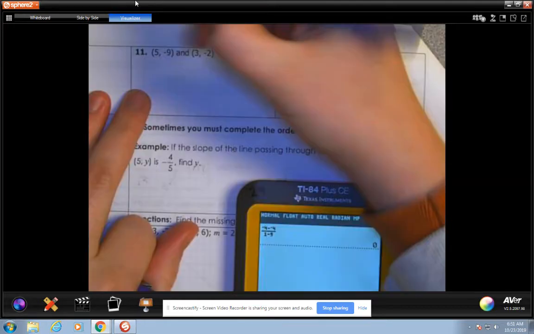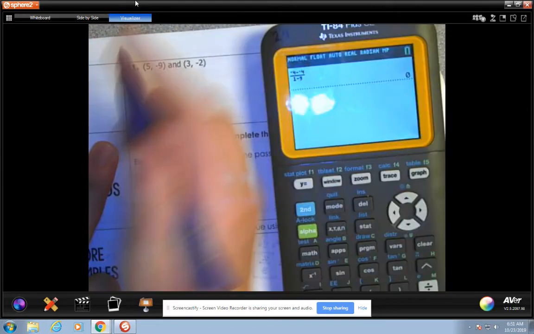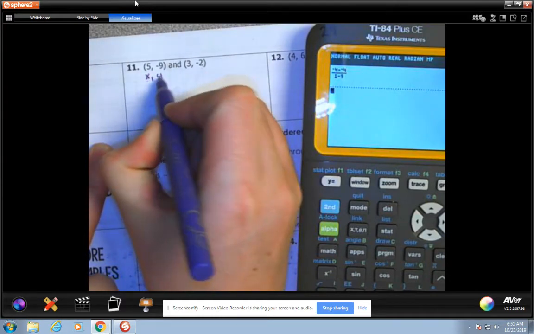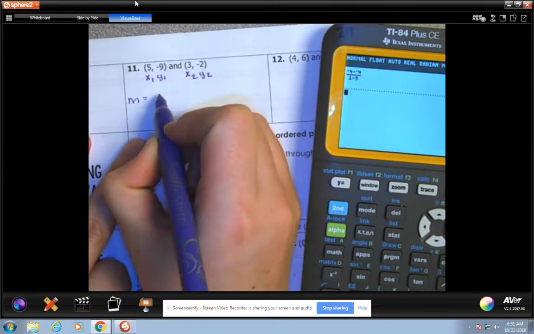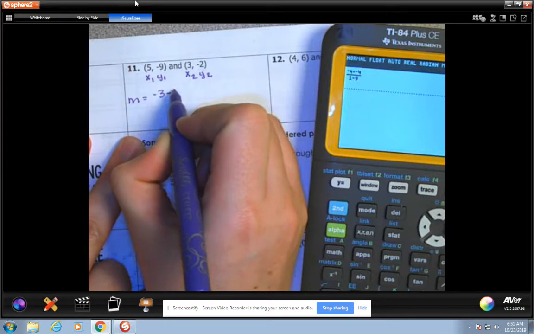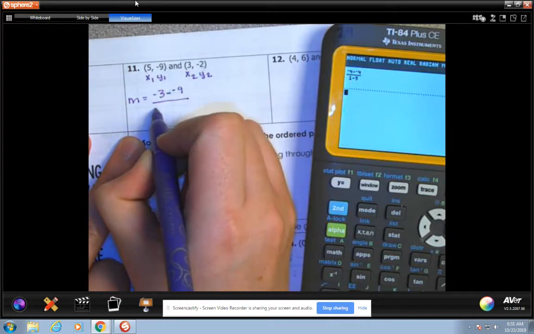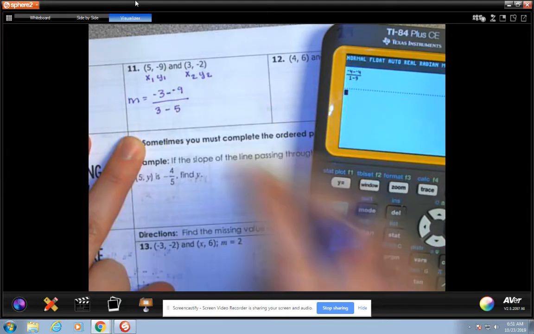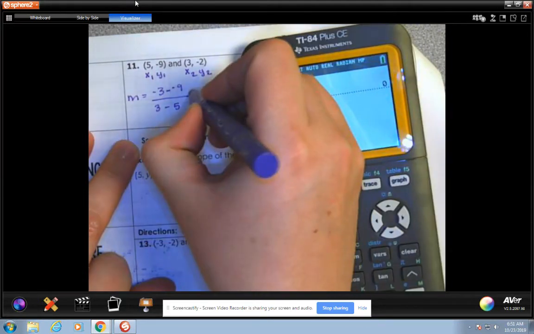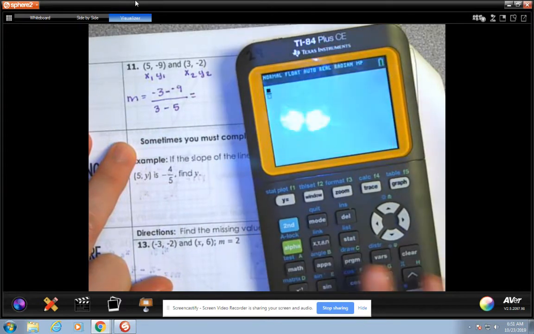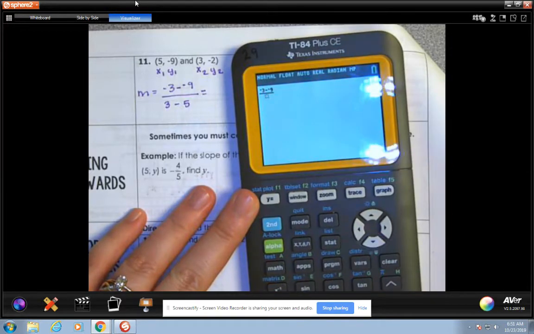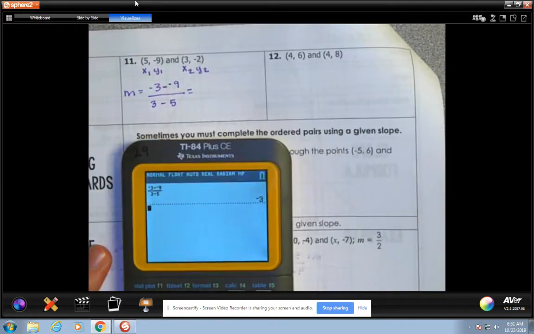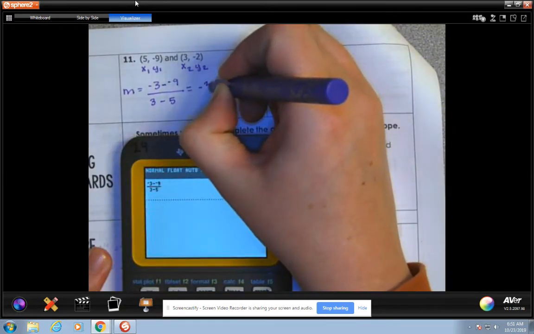Remember, label your points: x1 and y1, x2 and y2. And then m equals y2, which is negative 3, minus y1, which is negative 9, all over x2, which is 3, minus x1, which is 5. Plugging that into my Nick trick. That's alpha x, negative 3, minus negative 9, all over 3 minus 5. And you hit enter, and you get negative, well, you can't see it, but you get negative 3. So negative 3 is our slope.